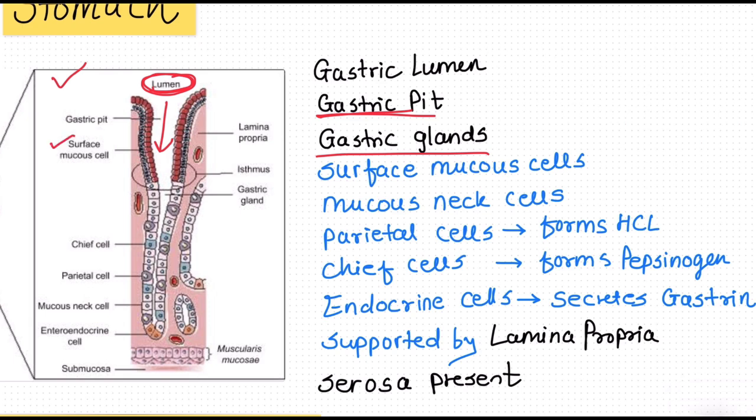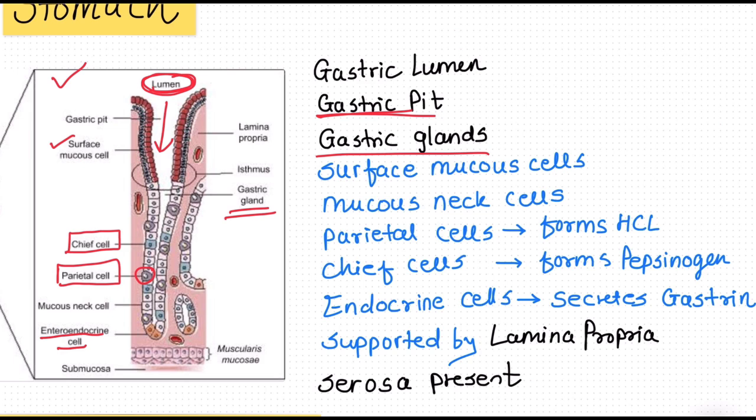Then there are gastric glands, mucous neck cells, then parietal cells which form HCl. Okay, these parietal cells form HCl. Then chief cells are there. Chief cells form pepsinogen. All these are digestive enzymes. Then there are endocrine cells which secrete some hormones like gastrin, and they are supported by lamina propria.